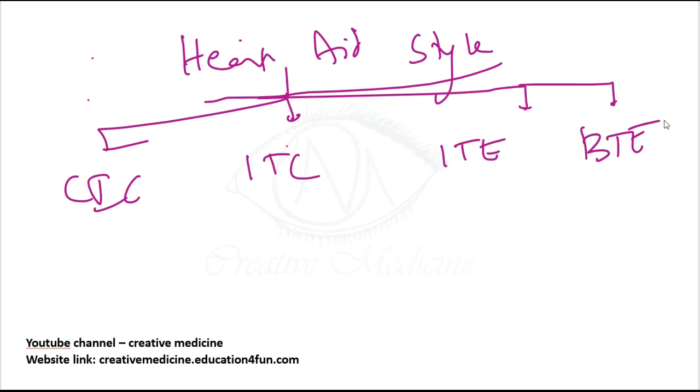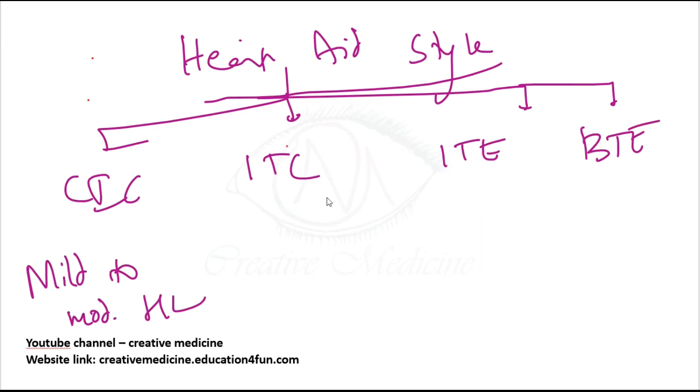One, we have the completely in the canal type. It is the smallest type, and it is used for mild to moderate hearing loss. This is the most difficult to place and adjust, because we put it in the canal.